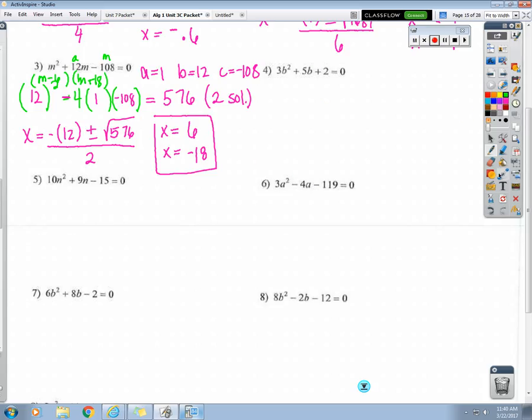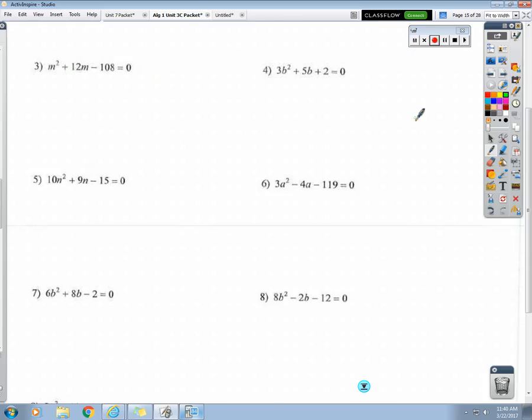Okay, number 4. What do I do on number 4? Right, so what's the A? What is the B? And the C is 2. So 5 squared minus 4 times 3 times 2. Don't yell it out. I'll let you know when. Yep, that's part of the formula. Okay, what did you get?